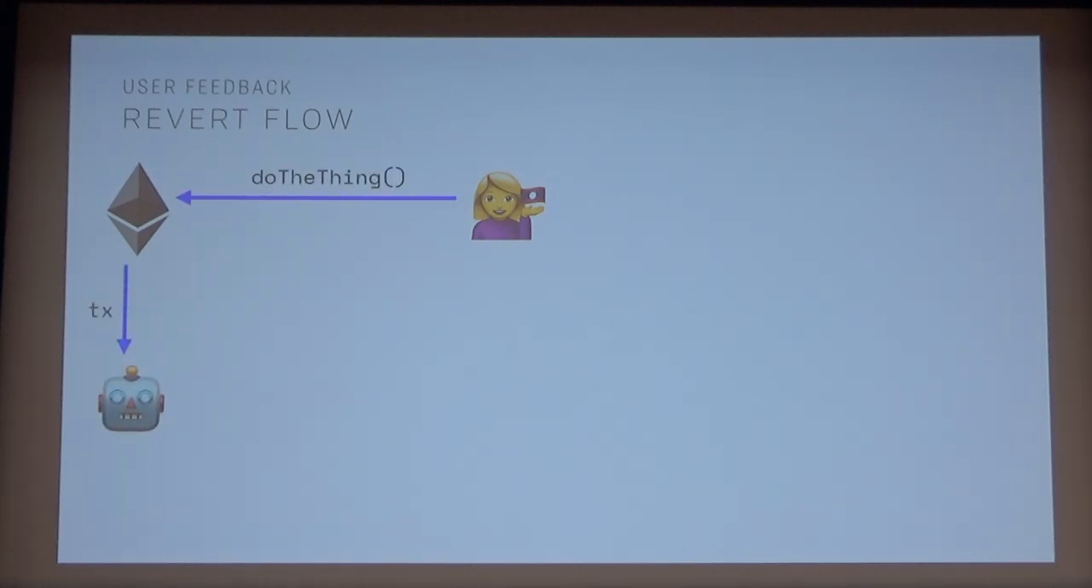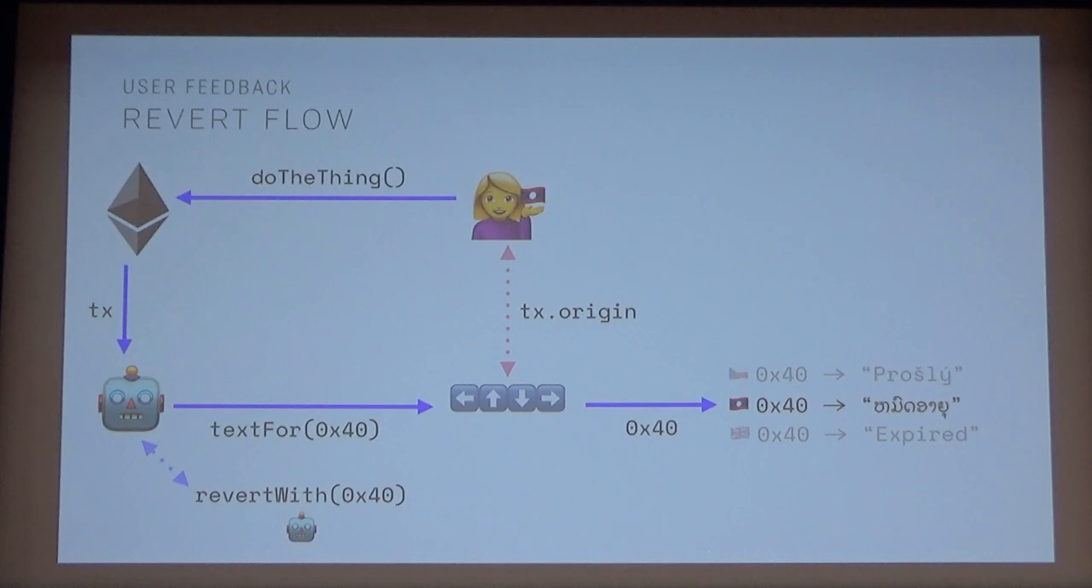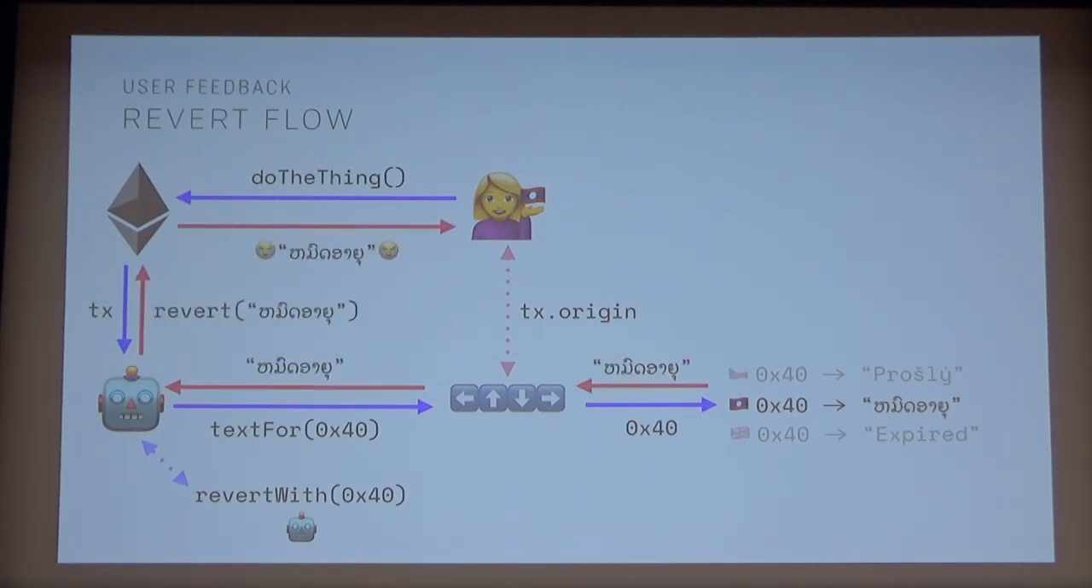Similar for revert flow, so I mentioned earlier, instead of hard coding a string to revert, we can do a lookup and then revert. So similar flow, right? We send a transaction, and then this smart contract needs to revert. So we're going to revert with 4.0. We look at the text for that. Again, look at the TX origin. Grab the text and propagate it back up. And it'll show like that. So I, as the developer, don't have to write all the translations myself.